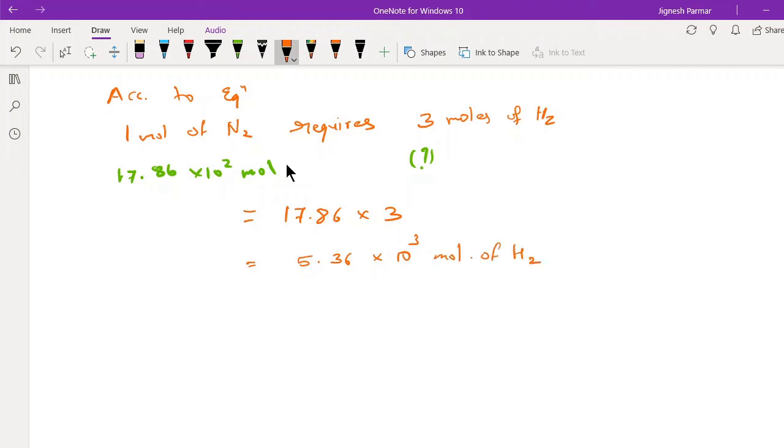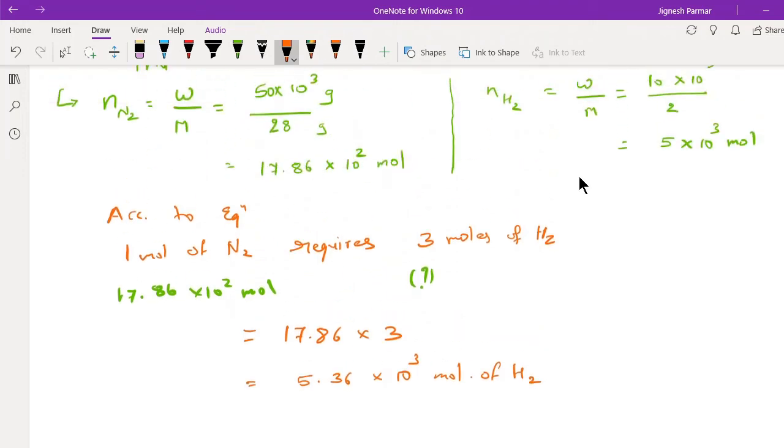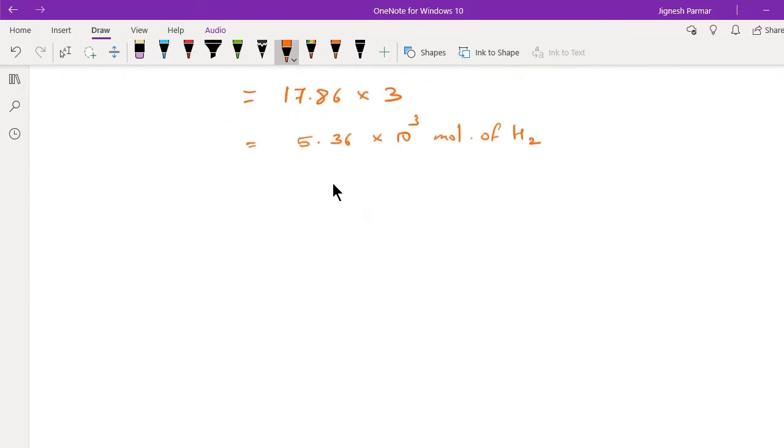Now look, this is what I got from the given mass. But actually how much does it require? What is given to us? This is what is required. When I use this many moles, I want this many moles. But how many moles do I have? I have 5 into 10 raised to 3 mole only. But here it is required more. So how many moles do we have?